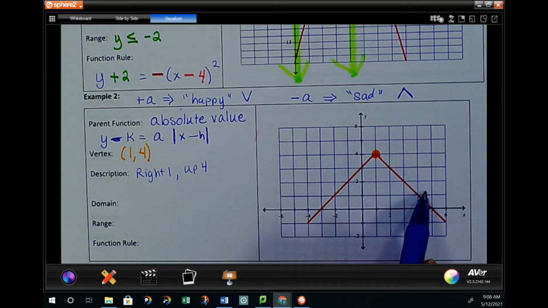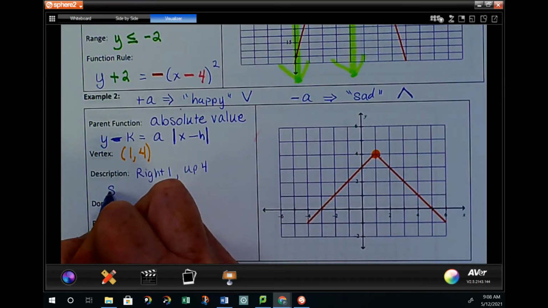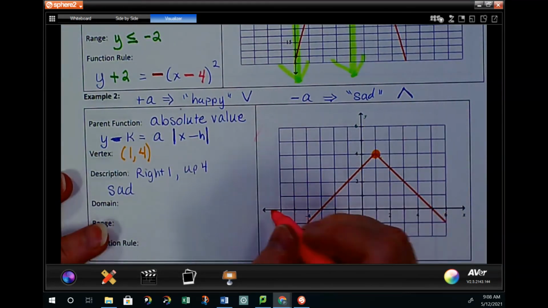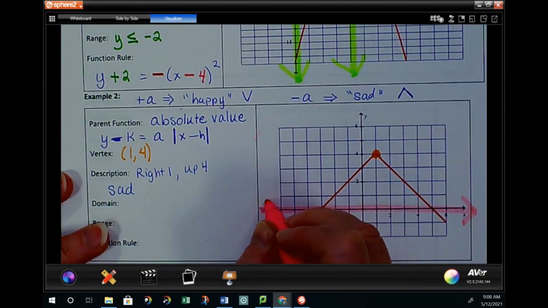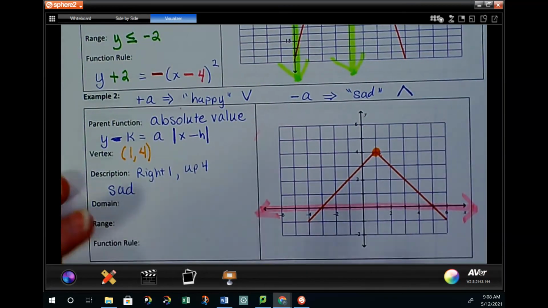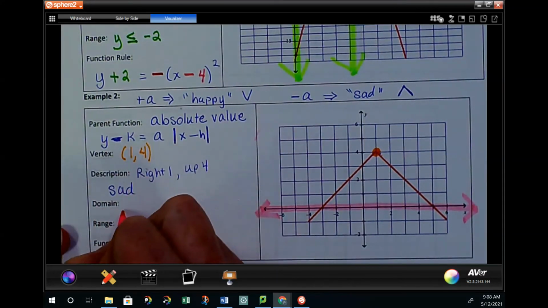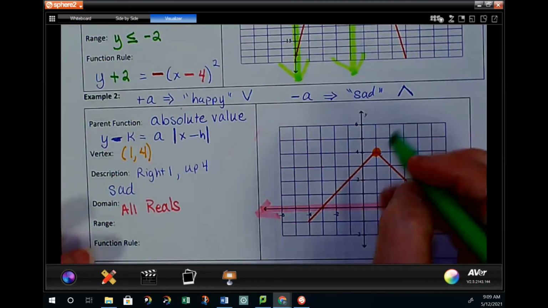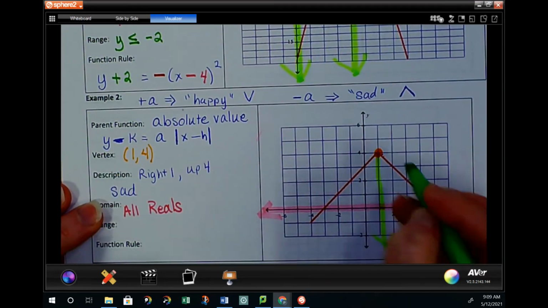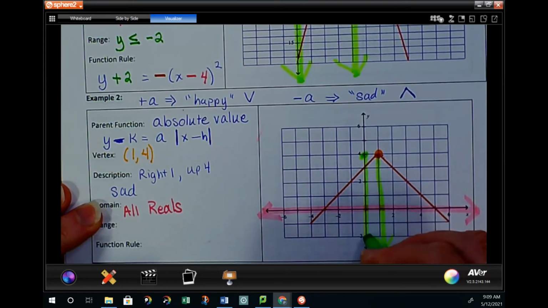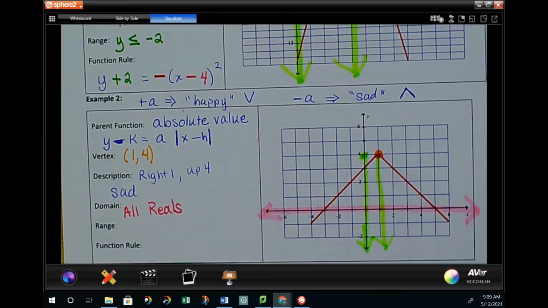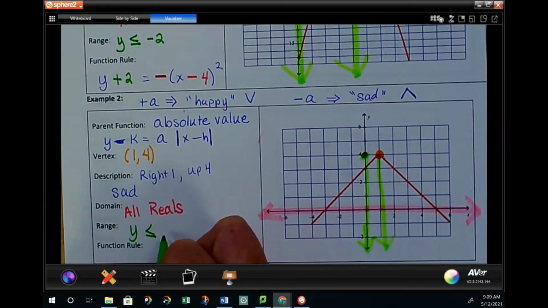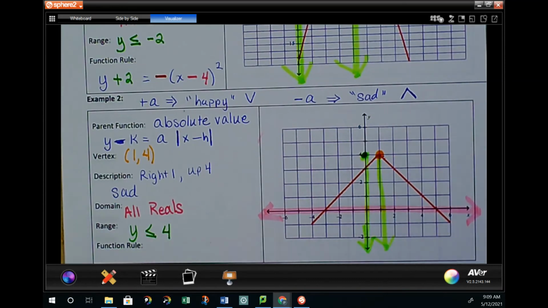Now, the only thing that changes is my direction. Instead of opening up, it opens down, so we call it SAD. That's my description. The domain, again, the x values don't change because I can continue with this graph on and on forever. So the x values don't change, so those are all real numbers. And now we're going to talk about our range. So I have to go for my vertex, and it goes all the way down. I transfer this over to the y-axis, and then I go down. So that y value, it's going down, so it has to be less than, and then the highest point, that peak, is 4.